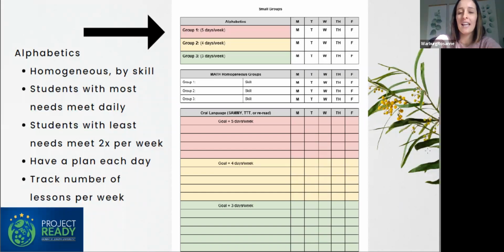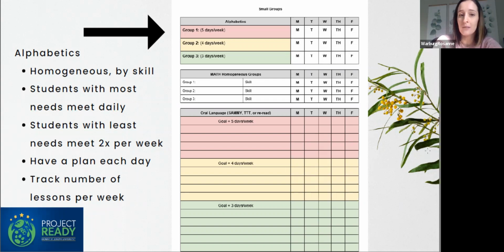Students with higher needs, we can be a little bit more flexible. If they want to see us every day, or if we're able to see them every day, awesome. But we're making sure we're really targeting our students with the most needs here. So in this alphabetics section, you can see group 1 is our red group, or our students with the most needs. We have one group of yellow students and one group of green students here.